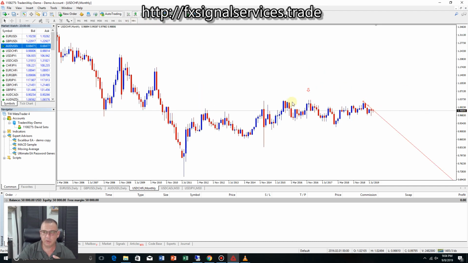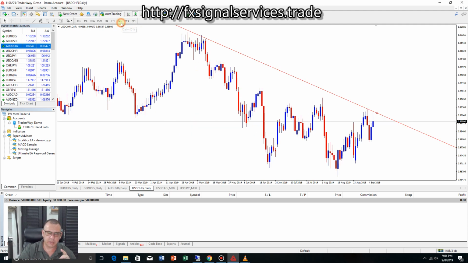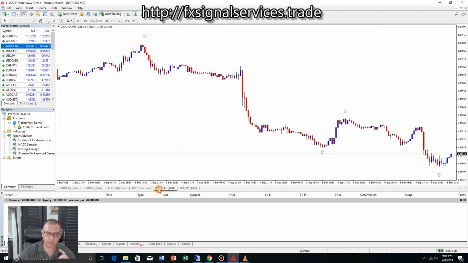Okay, even the monthly has a red arrow, has never formed an up arrow, so we definitely can expect this to be going down. So I would look for sell opportunities only for US dollar Swiss franc.